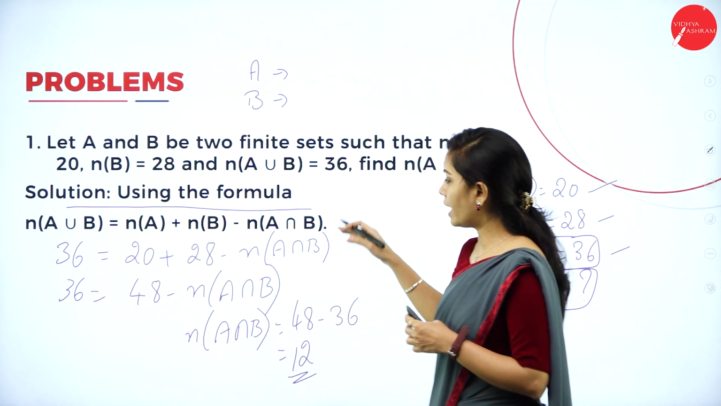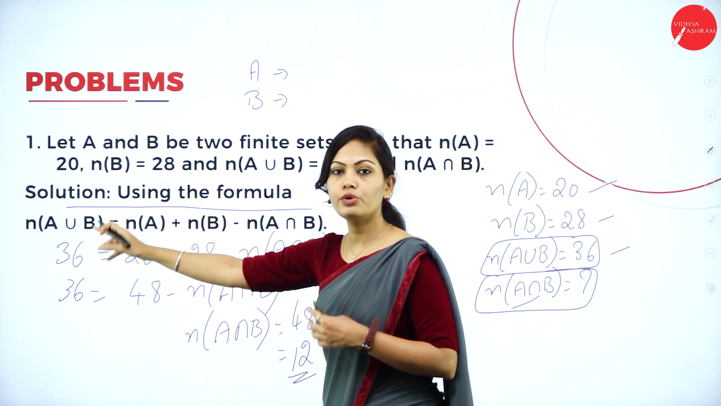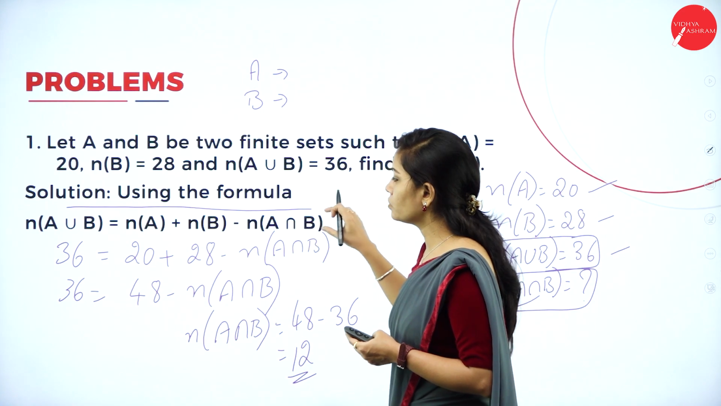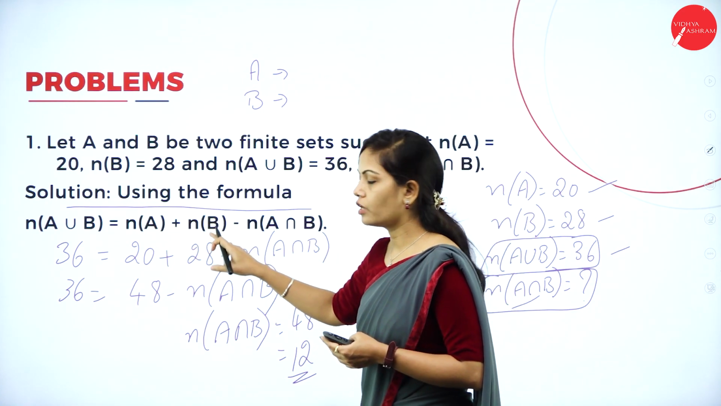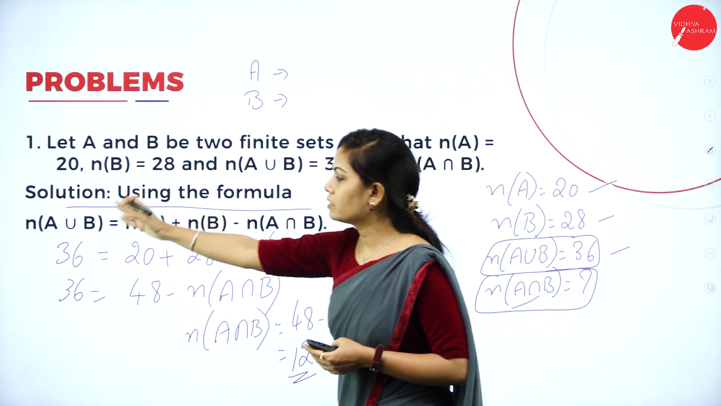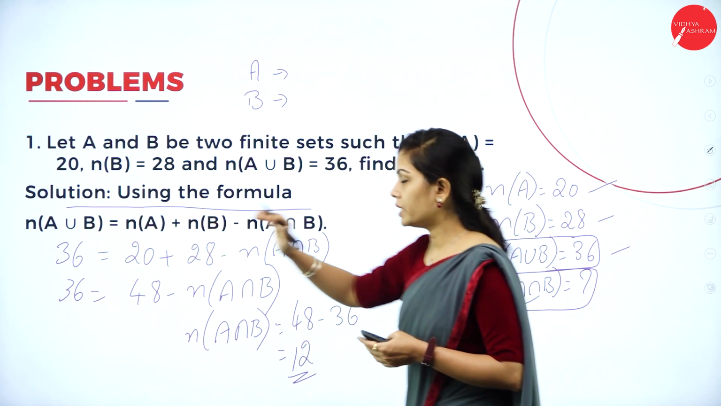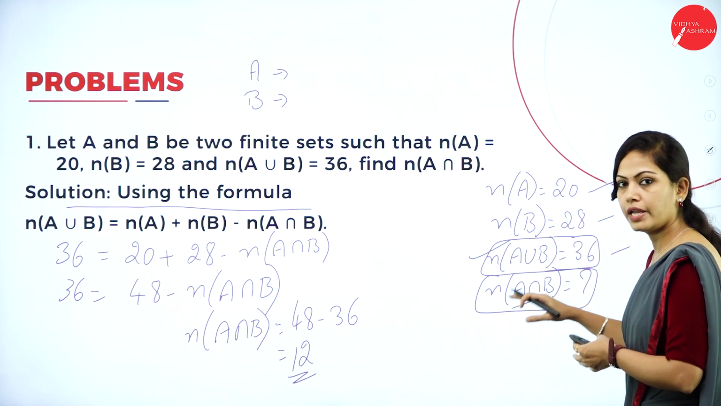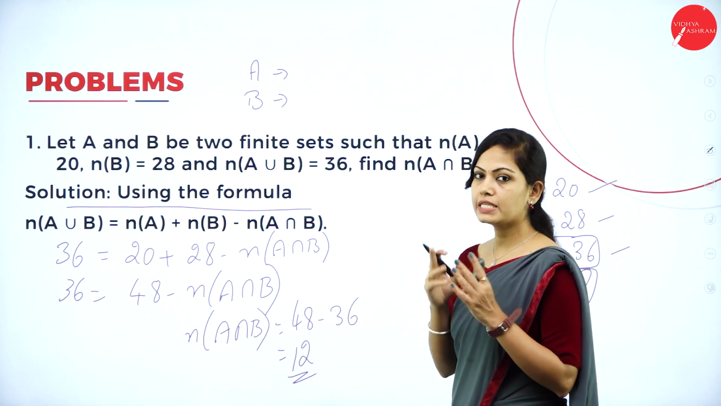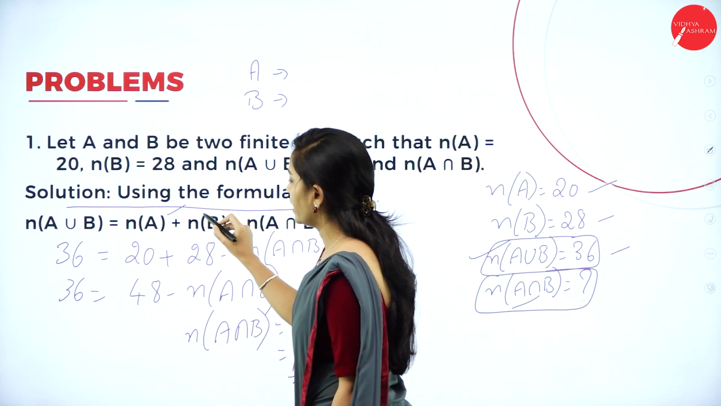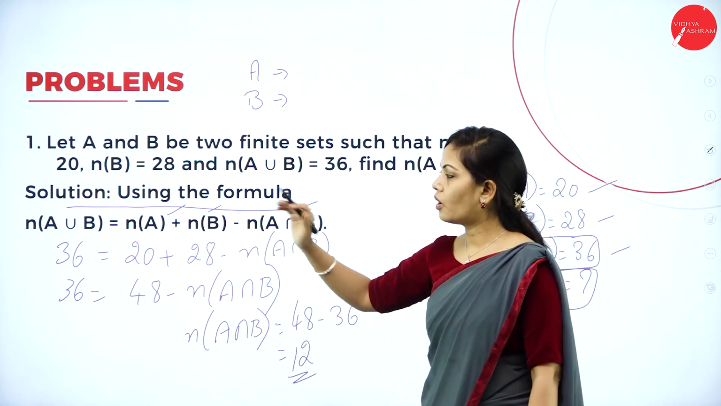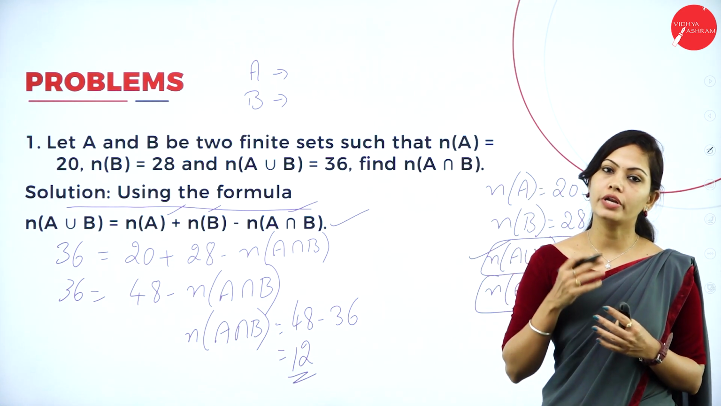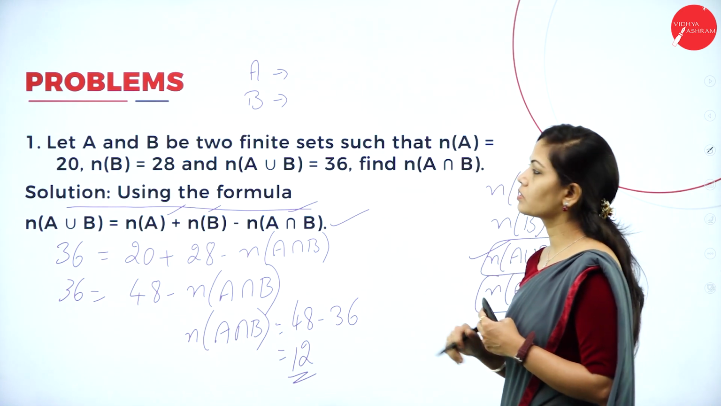So sometimes they will ask to find the value of n of A union B. If it is n of A union B, then directly you can substitute n of A, n of B and n of A intersection B into this equation, and you will get the value of n of A union B. But here they have given the value of n of A union B, so you have to find the value of n of A intersection B. So using this formula easily you can find n of A or n of B or n of A intersection B or n of A union B also. So this is a formula for finding n of A intersection B or n of A union B. This is a 2 marks question.